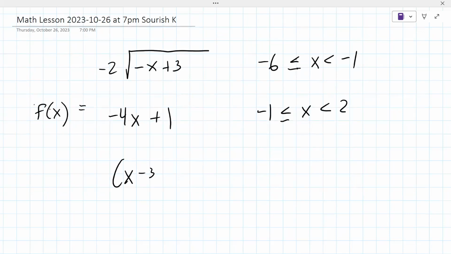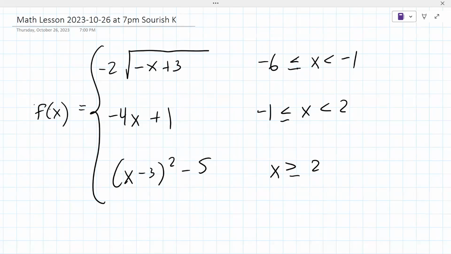And the last one here. All right, so here is your piecewise function. What can we do to graph this? What would be the best way to graph this that we did the other day?